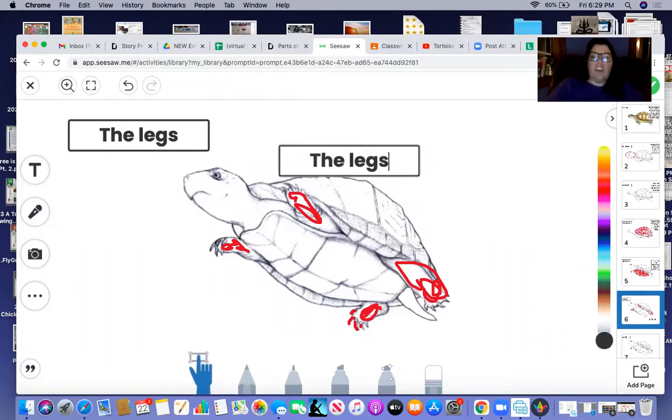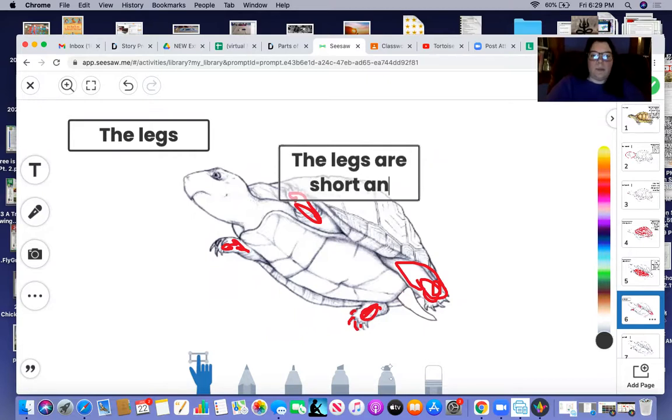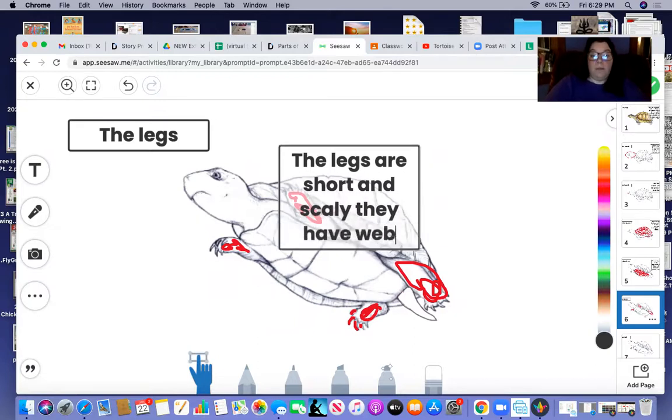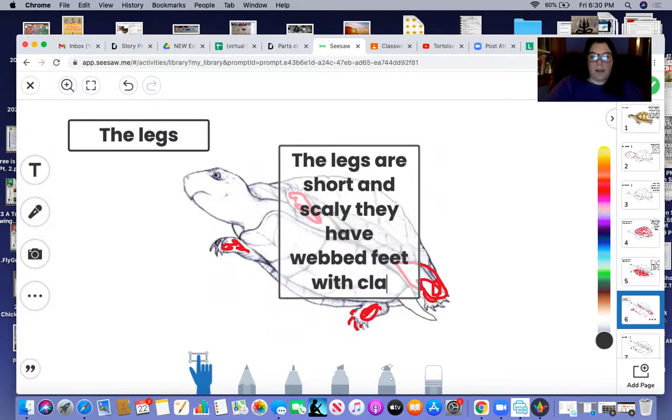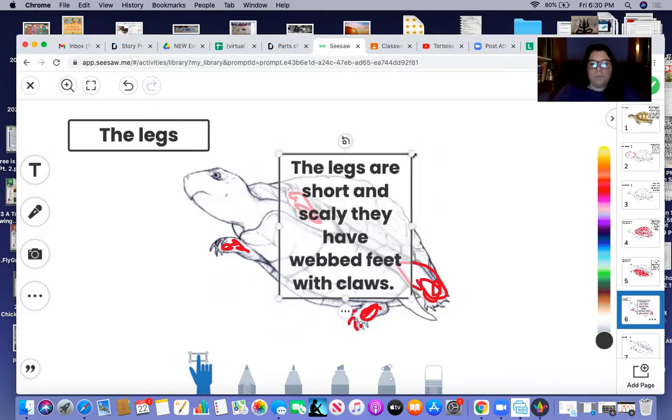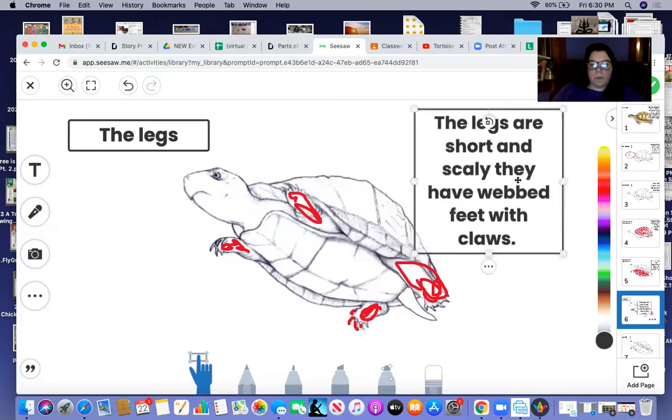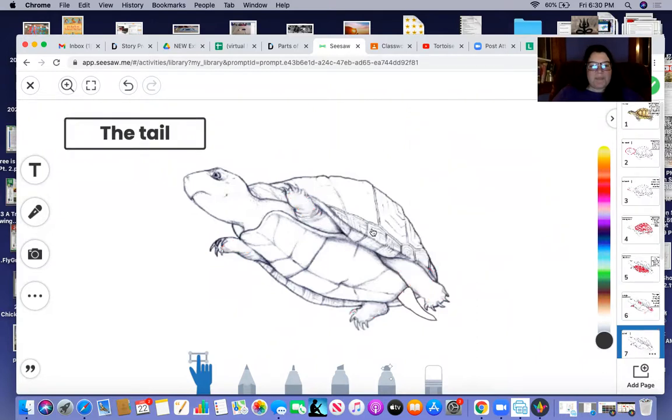So the legs, they're short and scaly. They have webbed feet with claws. Put that over here. So that little webbed, I mean, my fingers aren't, but I like it. So that webbed, yeah, we'll just move on. And then finally the tail. So the tail is in between the two parts of the shell.